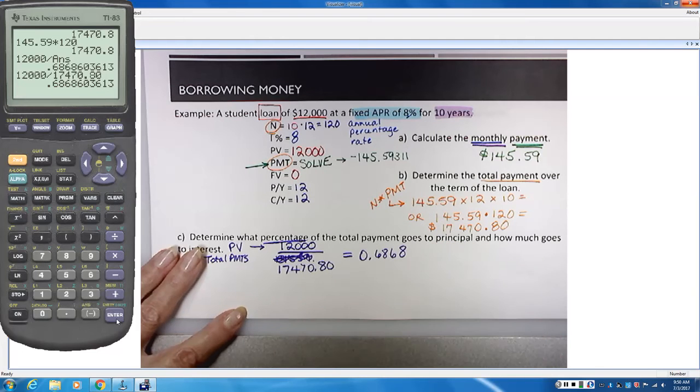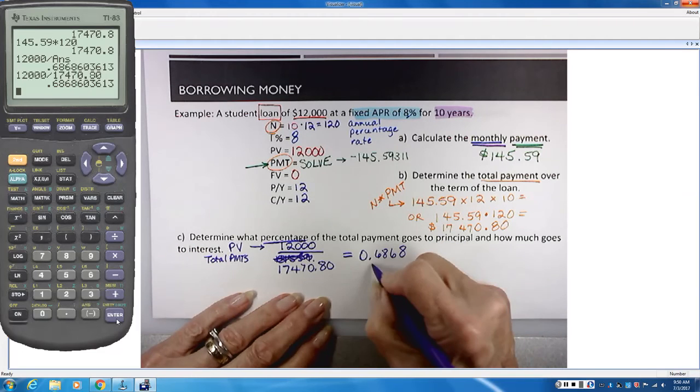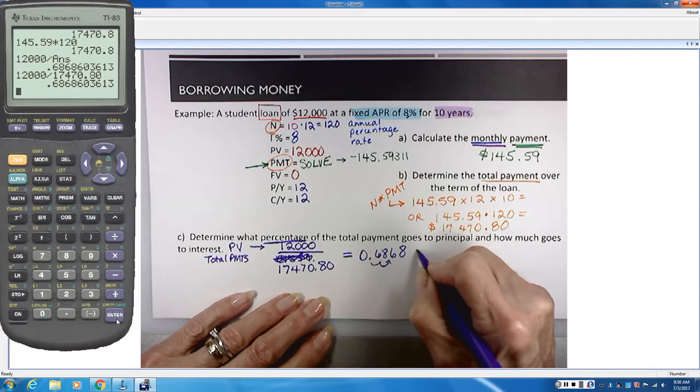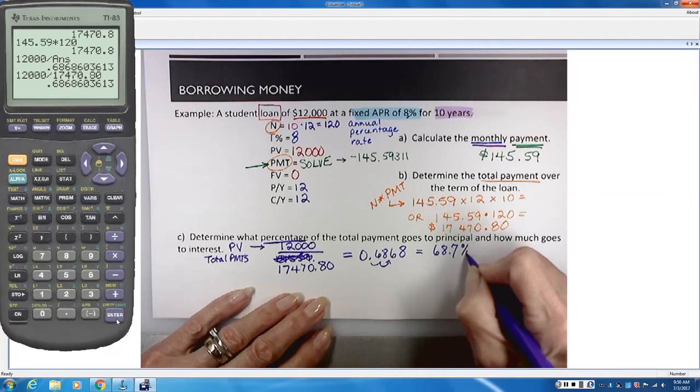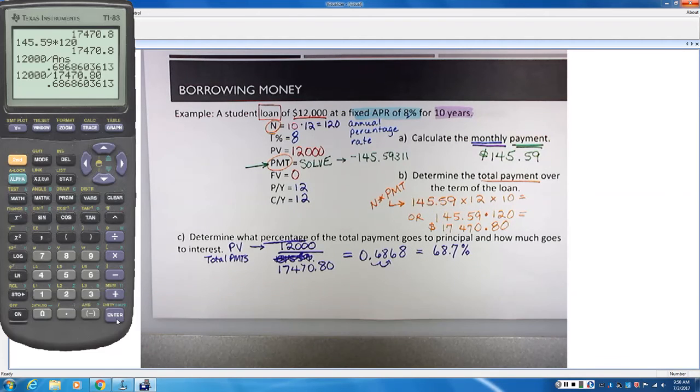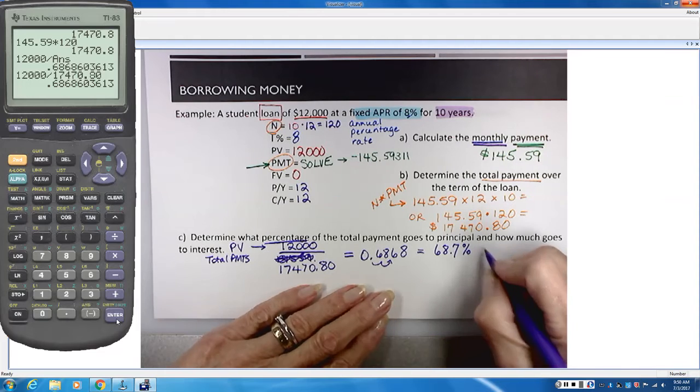And because I want to convert that to a percentage, that's going to be 68.7%. Always round your percents to the nearest tenth. So 68.7% went to the principal.